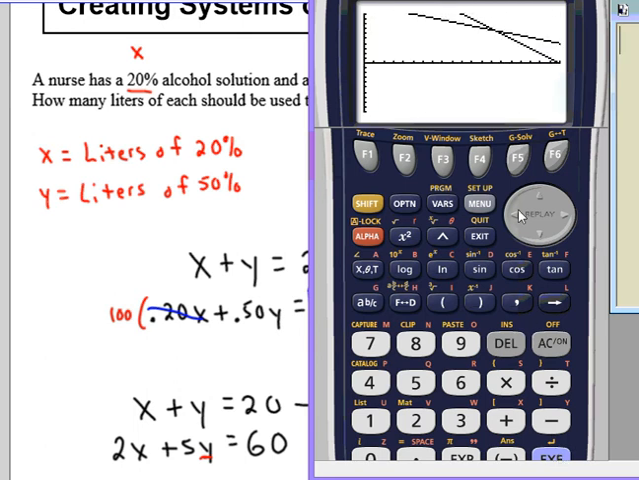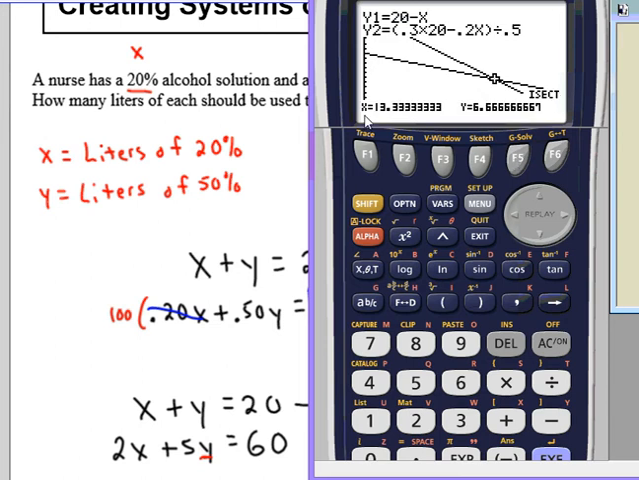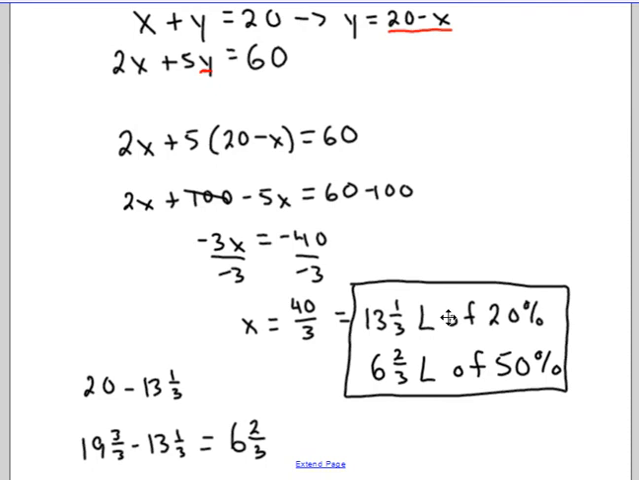I graph that. Oh, look at that. I see where they intersect. If I didn't, I could always hit zoom auto and let the calculator pick the best window. Then I hit F5 for GSolve and then intersect. And you guys look at that. X is 13.3, which is 13 1/3.